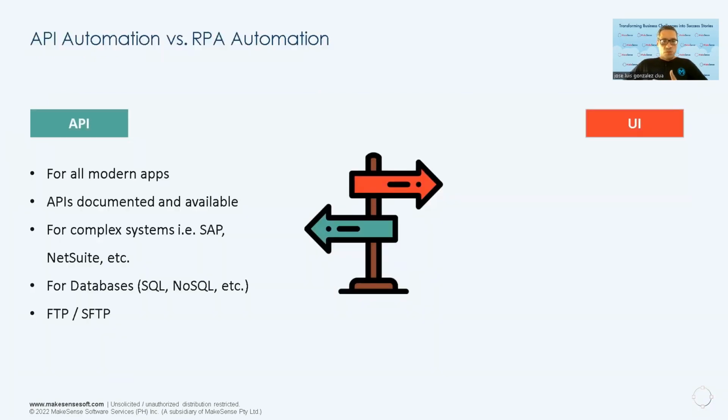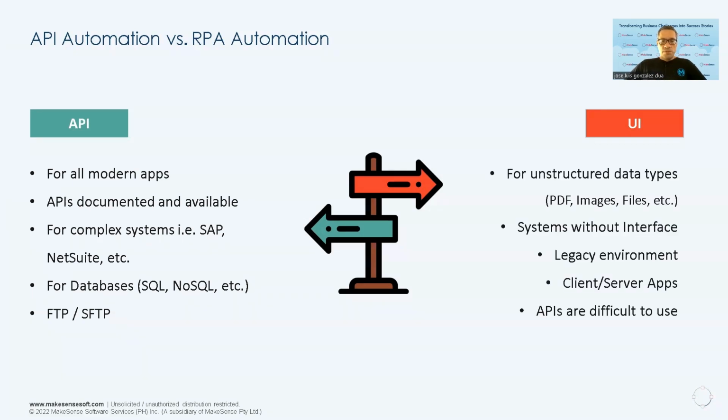With API automations, we can accomplish most of the organization's automation needs. However, in certain scenarios, they just don't work. Sometimes we need a UI automation, which is basically a bot simulating human interactions.